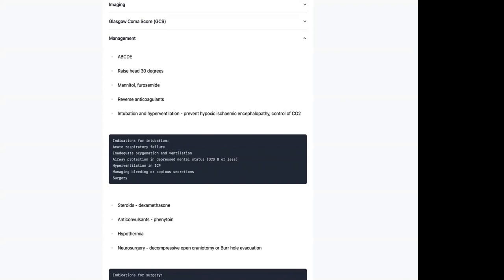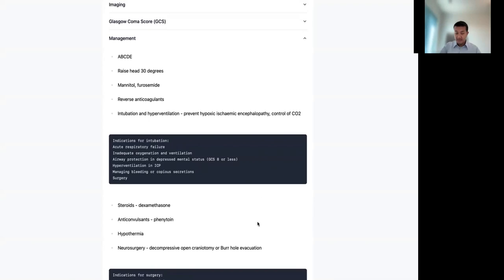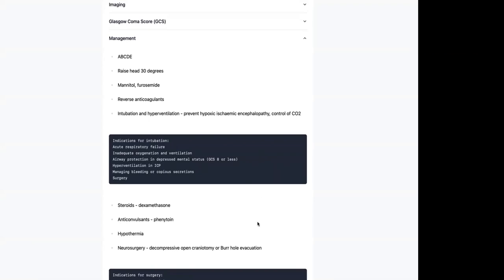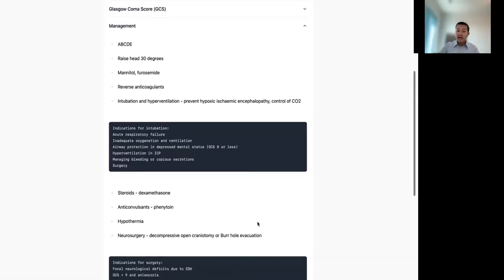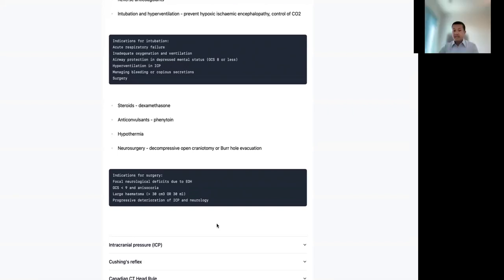GCS less than 9, midline shift more than 5 millimeters, GCS 8 or less, and anisocoria, meaning unequal pupils, so pupil abnormalities. And lastly, progressive neurological deterioration. So even if the other things don't apply, if the patient is getting worse and worse, we're not going to wait until the last minute. We will probably intervene earlier than that.